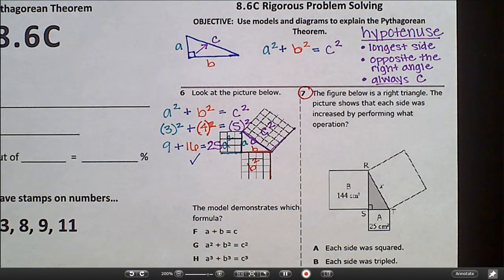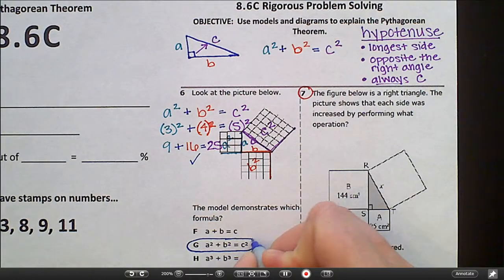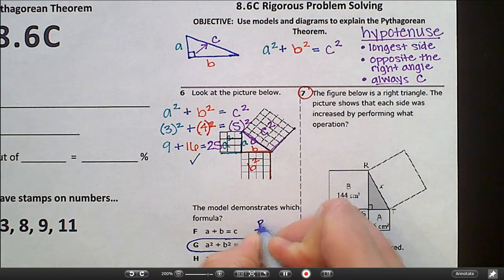So to answer this question here, the model demonstrates which formula. It is the Pythagorean theorem. A squared plus B squared equals C squared. And I'm going to actually write out here Pythagorean theorem.